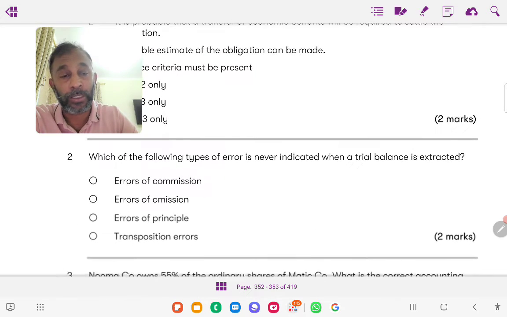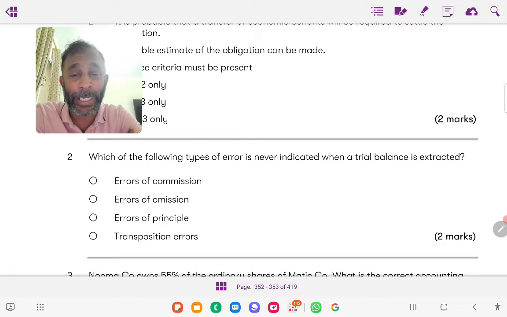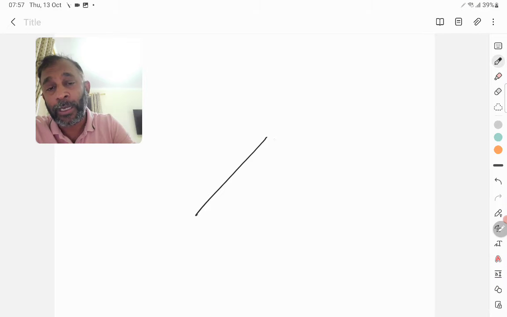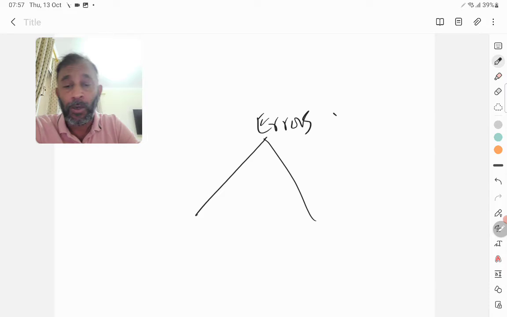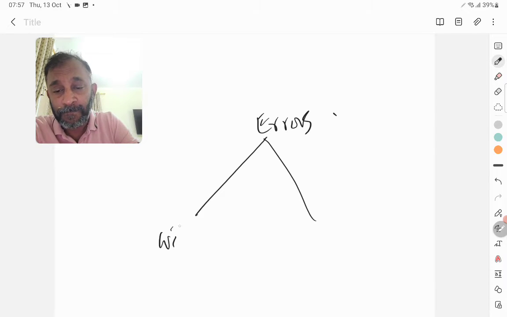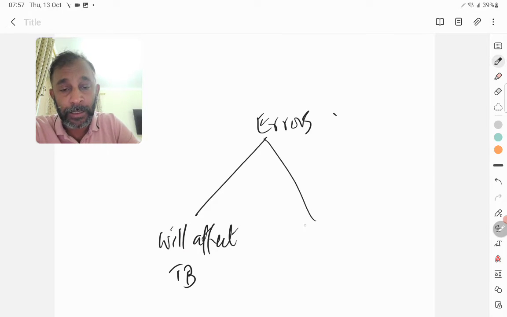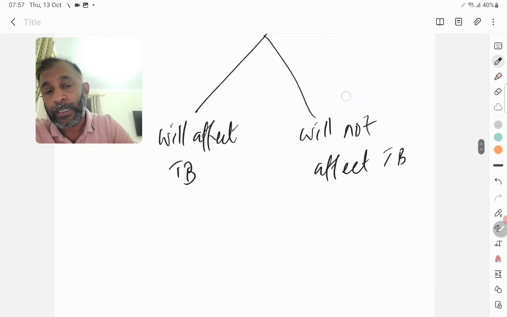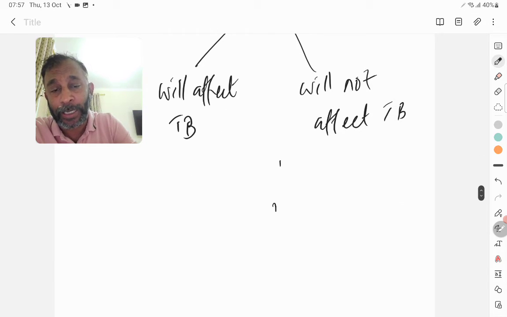Second question. Let's go to the second question. Which of the following types of error is never indicated when a trial balance is extracted? Just to give a small explanation about this, when you talk about errors, there are 2 types of errors. One is errors that affect the trial balance. The other one will not affect the trial balance. There are actually 5 types of errors which will not affect the trial balance.